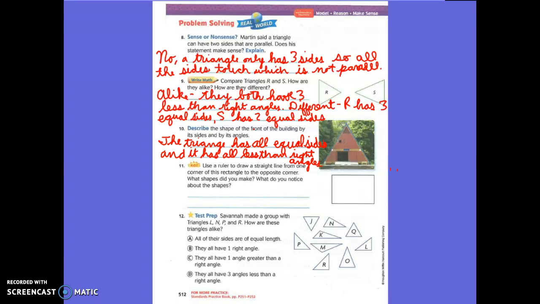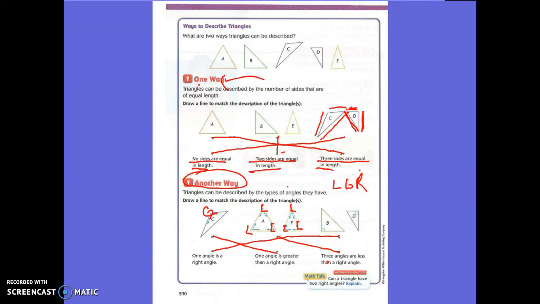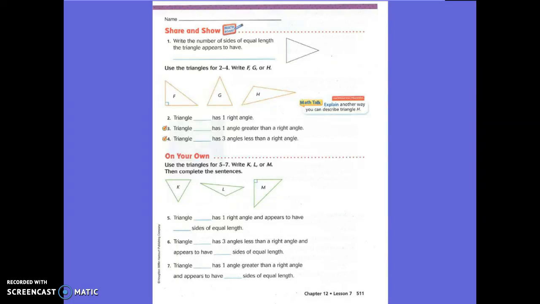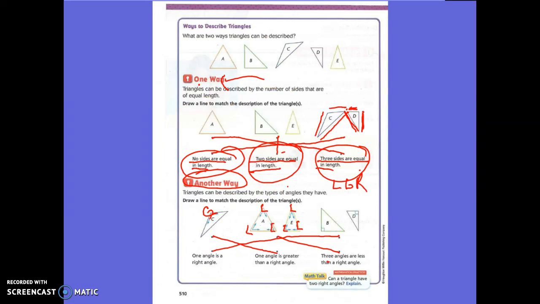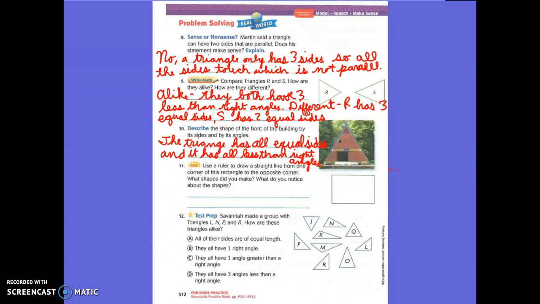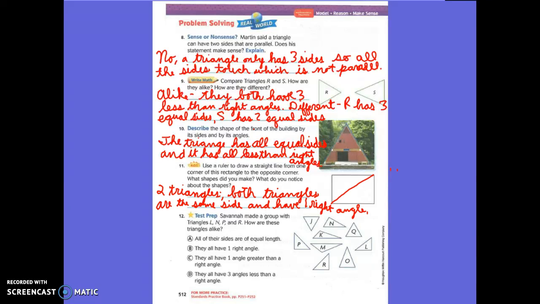Okay, we said describe the shape at the front of the building by its sides and its angles. If you look at the paper back here, you have no sides equal, 2 sides equal, or 3 sides equal. We said that all the sides are equal. And then describing the angles, you have one right angle, one greater than right angle, or all 3 angles are less than, and we said all 3 angles are less than a right angle.